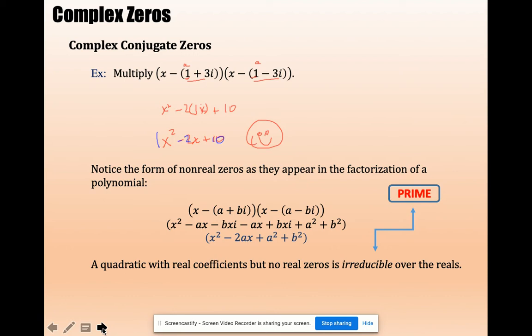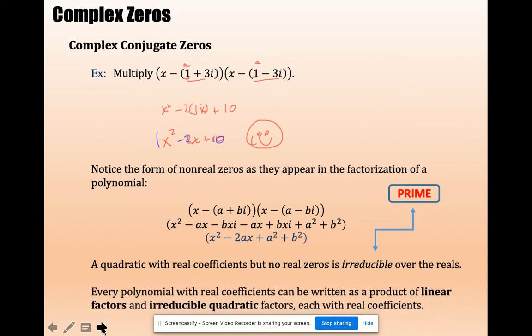We also further identify prime as having factors that, if you can be reduced over the reals, but the coefficients aren't rational, we still call that prime. Every polynomial with real coefficients can be written as a product of linear factors and irreducible quadratics. And within that quadratic, you have real coefficients also. That is always true. And so you have to really look at the directions.